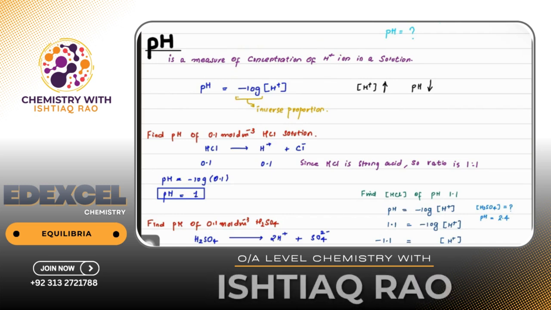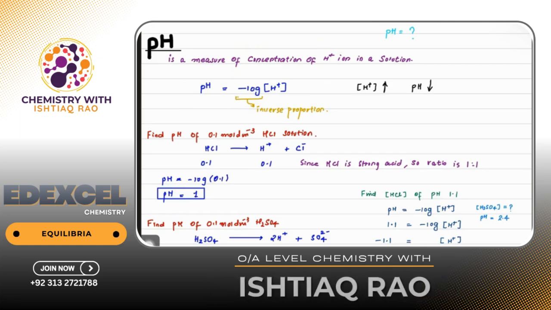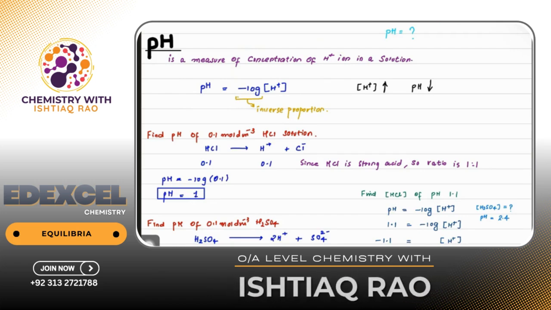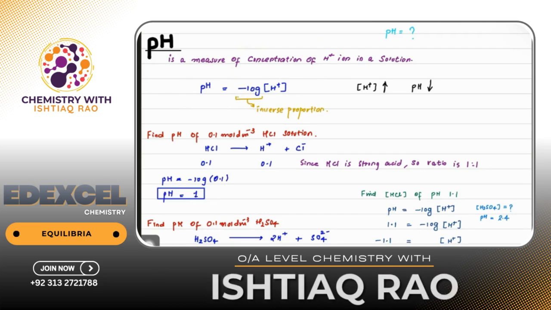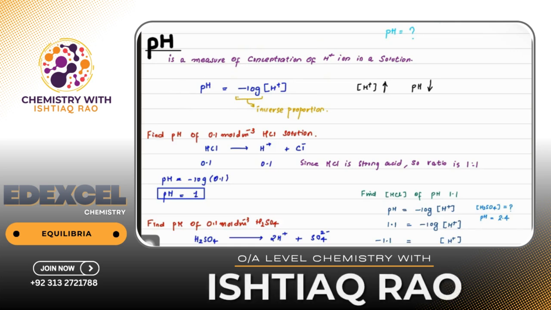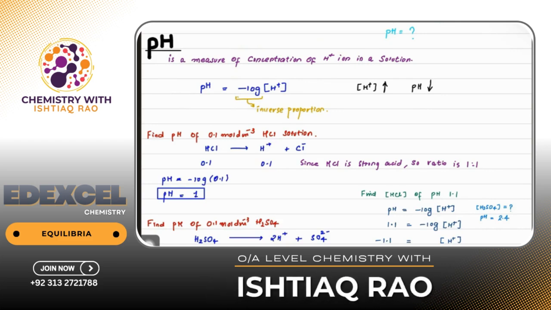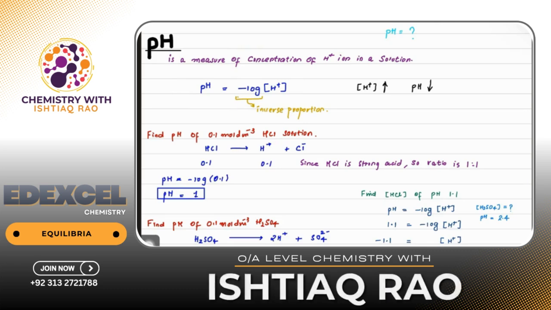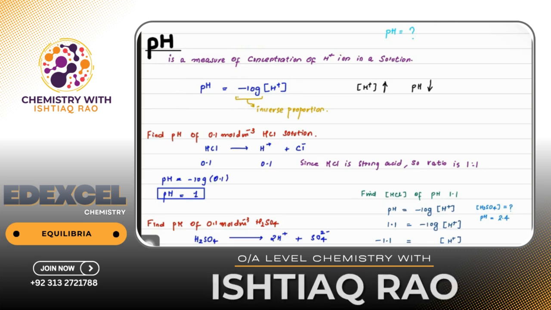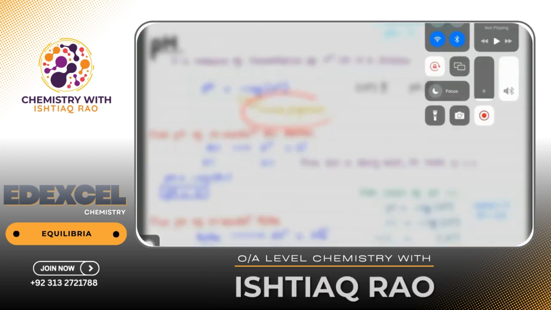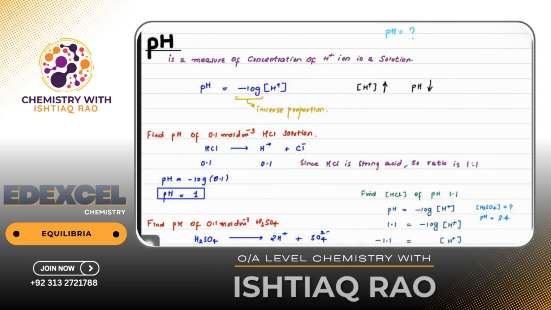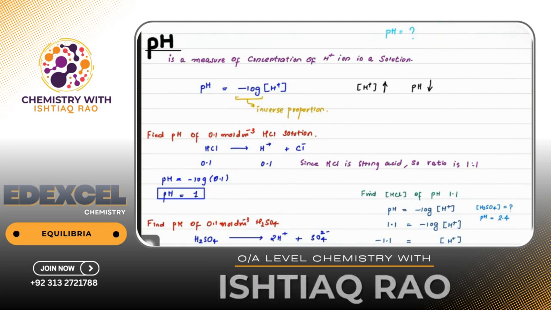Only H positive ion is responsible. So we will be determining the concentration of H positive ions. That is known as pH. What's the relationship between pH and concentration of H positive ions? The answer is inversely proportional. Negative log means that it's inversely proportional.